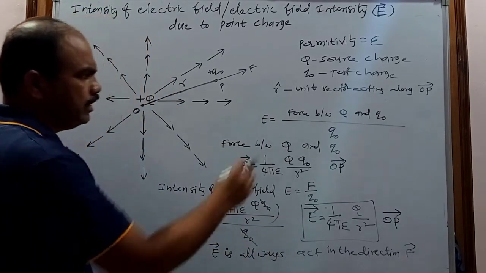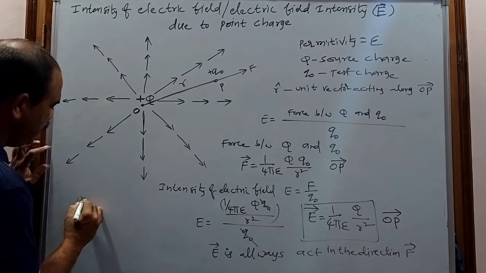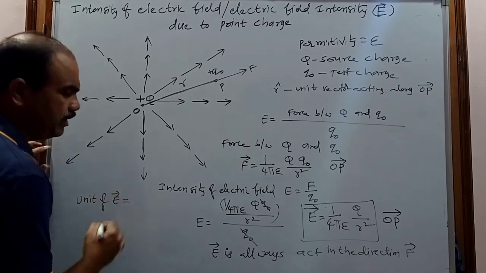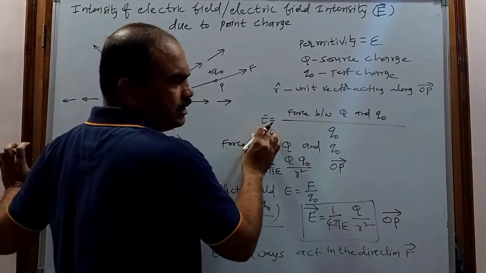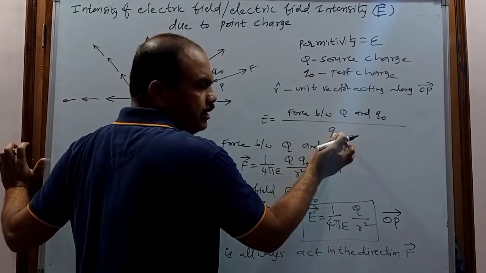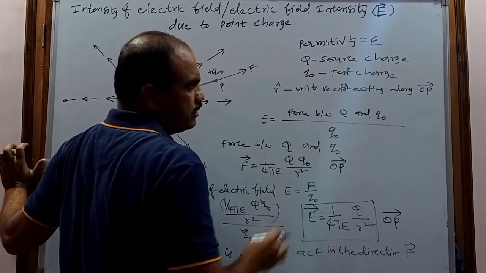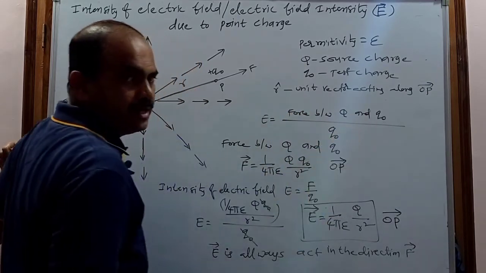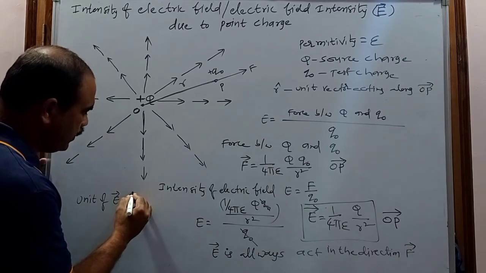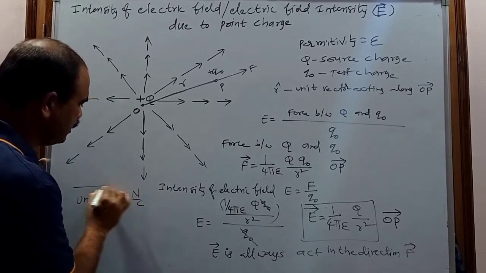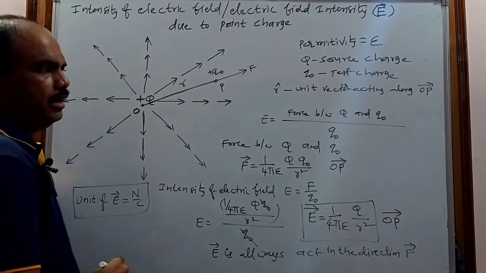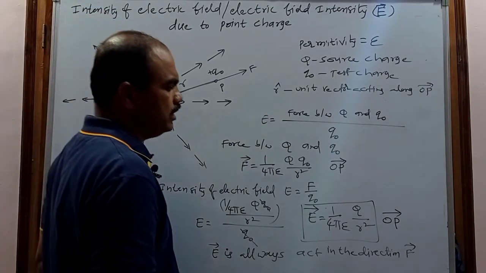So that's why the electric field intensity is also a vector. And now coming to the unit. What is the unit of intensity of electric field? It is force by test charge. Force is measured in Newton and charge is measured in Coulomb. So the unit of intensity of electric field is Newton per Coulomb.